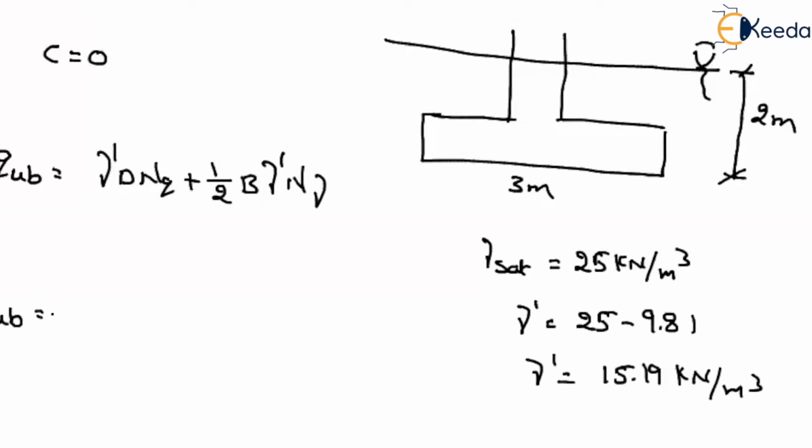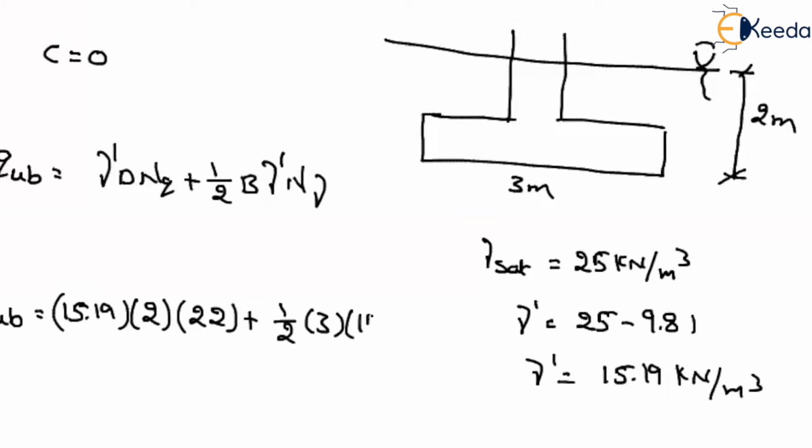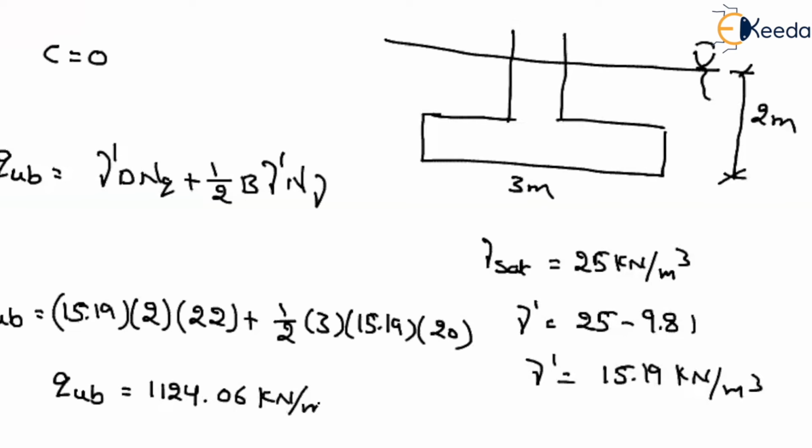So ultimate bearing capacity will be equal to gamma dash, 15.19, into depth of the footing, 2, into N_q, which is given as 22, plus half into the width of the footing, 3, into the submerged unit weight, 15.19, into N_gamma, which in the problem is given as 20. If you solve this, you will get ultimate bearing capacity equal to 1124.06 kilonewton per meter square.